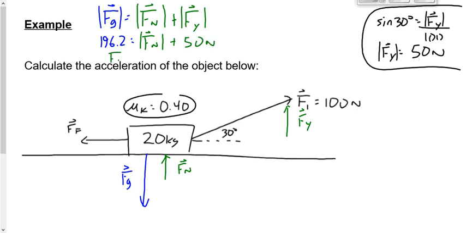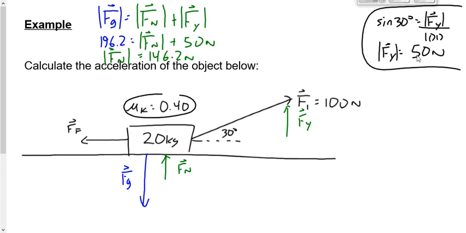That's going to give me an Fn value. It makes the math a little bit easier here, at least. 196.2 minus 50 gives me 146.2 newtons. All right, now we have the value of Fn. Good. What value is that to us? Braden, what value is that to us? What are we going to do with Fn?